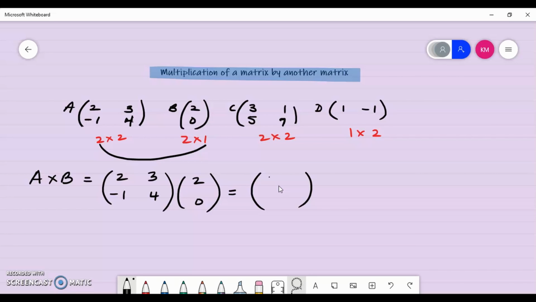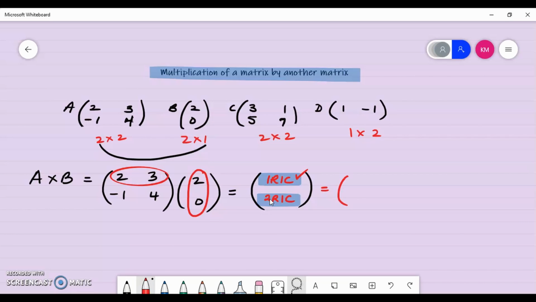Now, if my answer is going to be a 2 by 1 matrix, it means that this element here is going to be in my first row, first column. And this element here is going to be in my second row, first column. Now, this information here is important because it is going to tell us what row needs to be multiplied by what column. So let's do that. Here I am seeing I must take my first row, which is this here, and multiply it by my first column, which is here.